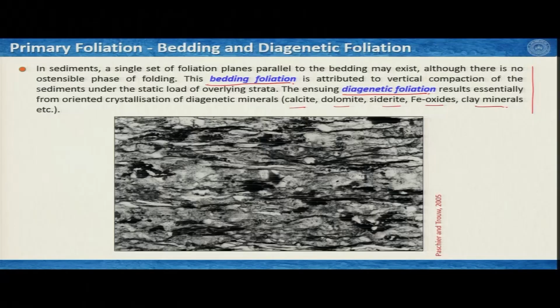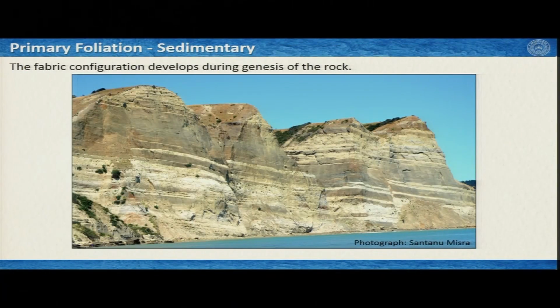Let us have a look at a series of photographs where we will see how they look. We all have seen this kind of feature when you have gone to the field or maybe in photographs. So, the primary sedimentary foliations, as I said, are fabric configurations that have to develop during the genesis of the rock.